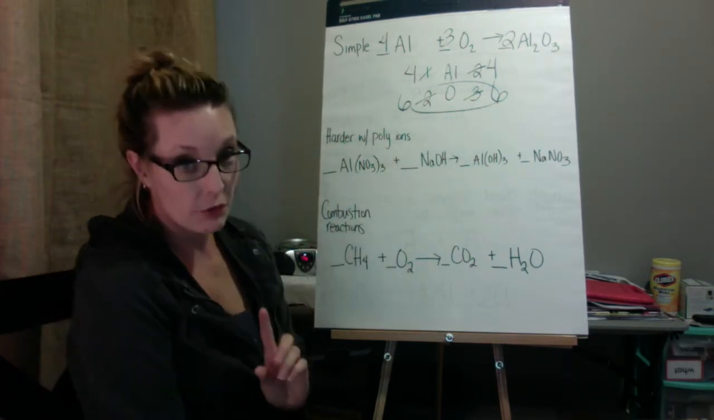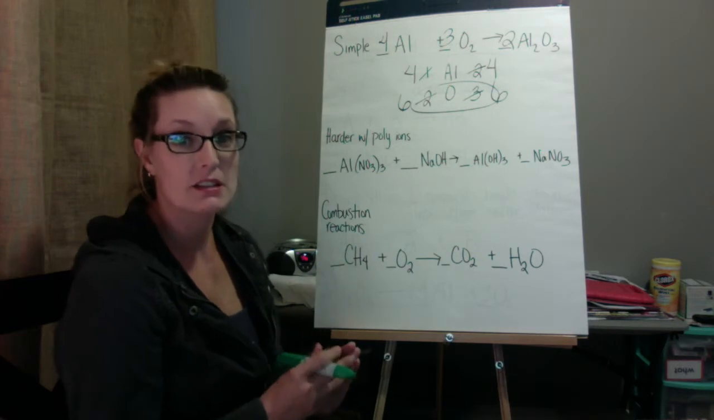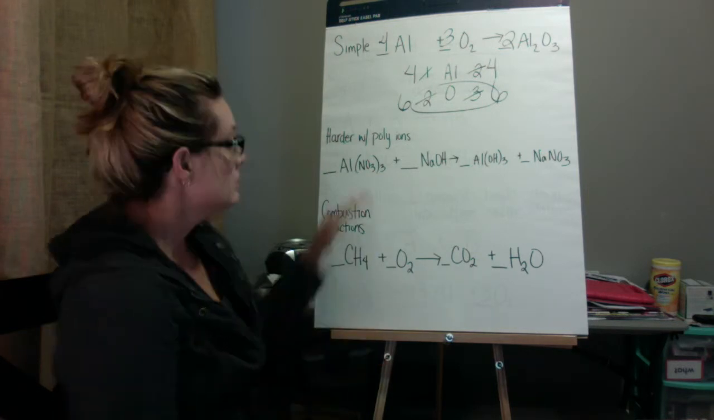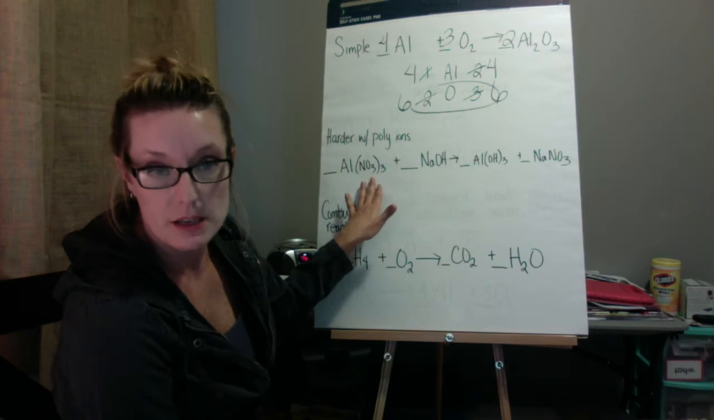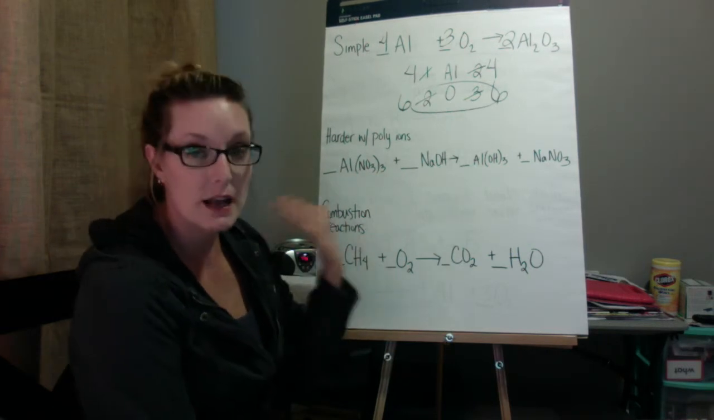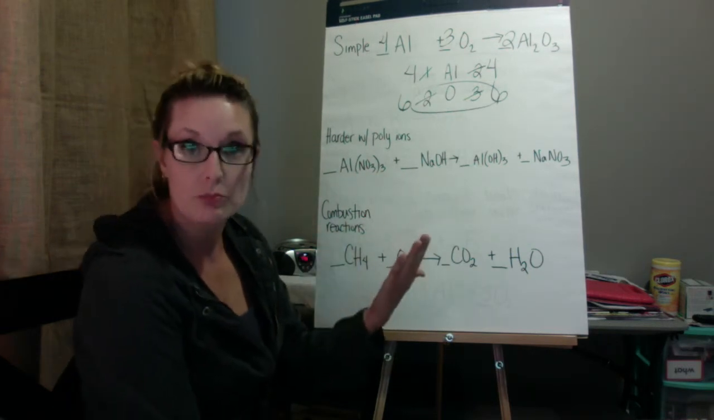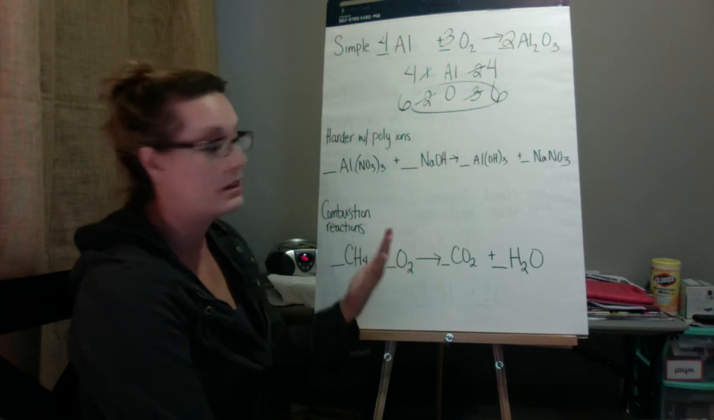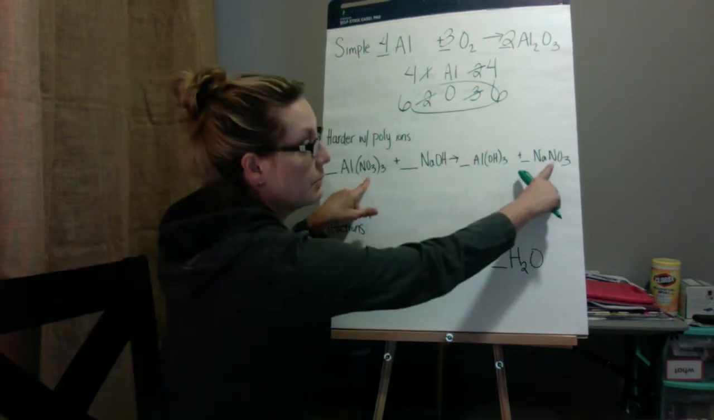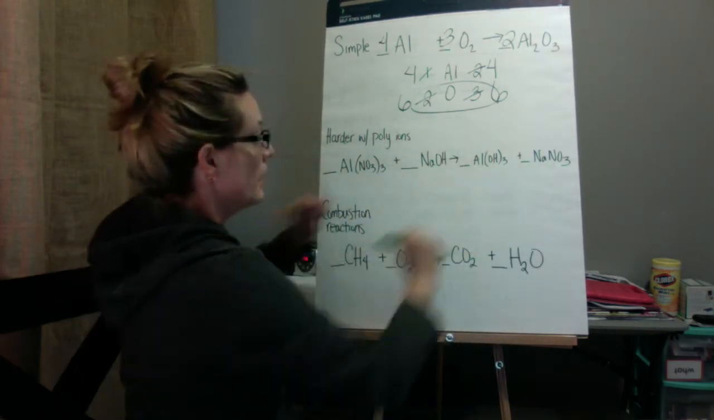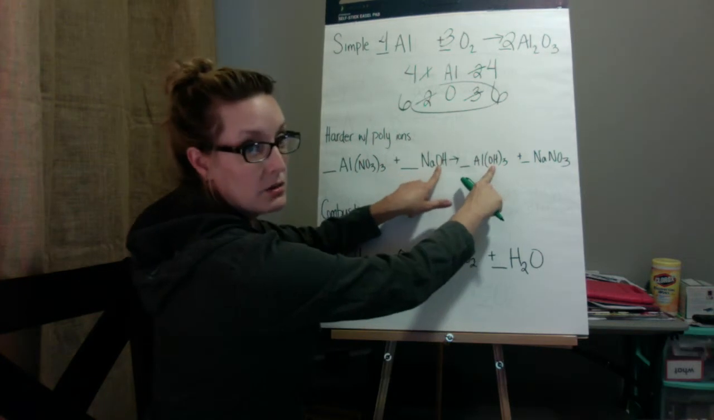Now, first and foremost, when you have polyions that exist in your equation, you know it's a polyion because it's in parentheses, or you've just begun to recognize them by sight just from practice and learning them and writing names and formulas. So here I have nitrate on both sides, and here I have hydroxide on both sides.